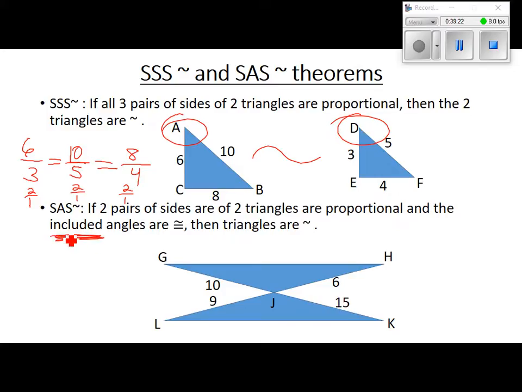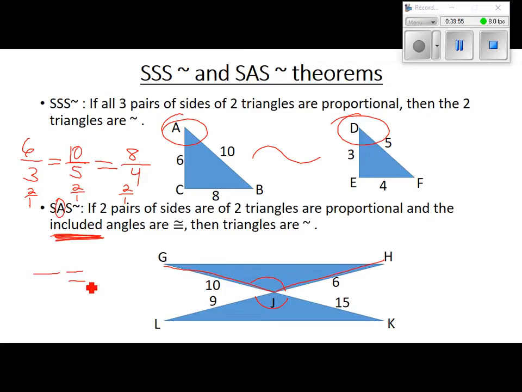Anybody remember what included means? It's the angle that's straight in between both sides. So if I have that side right there, GJ, and I have that side right there, JH, which angle is the included angle? J, it's this angle. Well, what do I know about angle J right there? It's vertical. It's the same as that other angle down there, right? And you can't name it angle J. I shouldn't have done that. We should have used 3 letters, but those 2 angles have to be congruent. That's the included angle, that's the A right there.